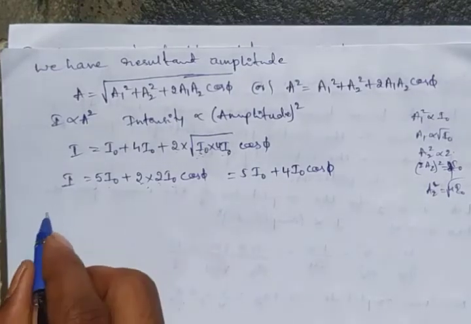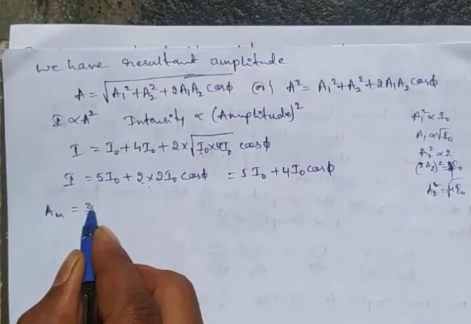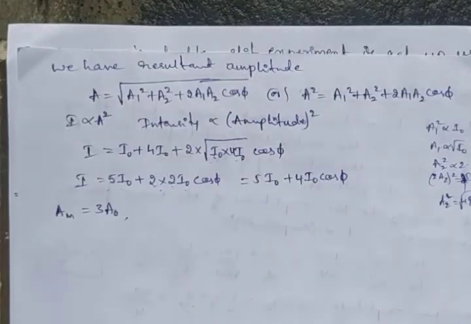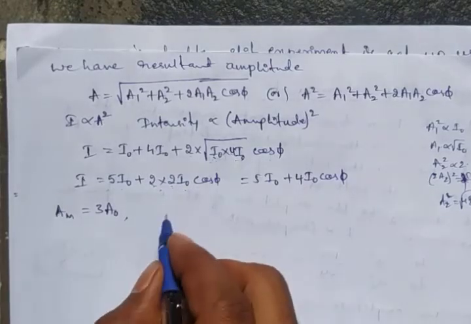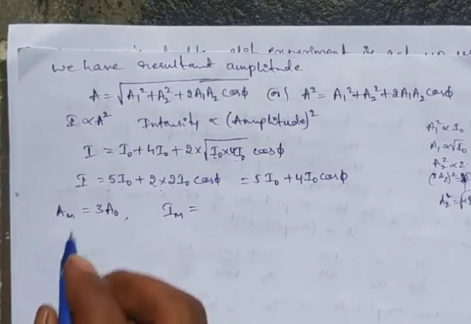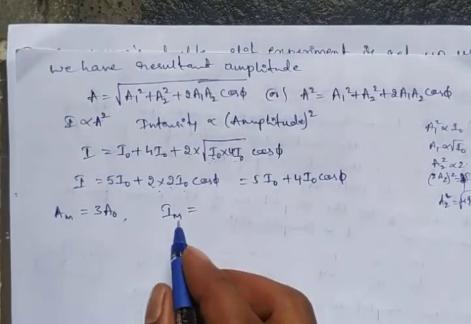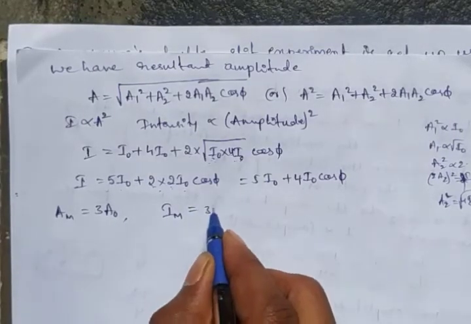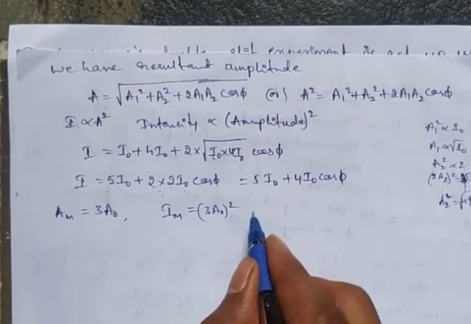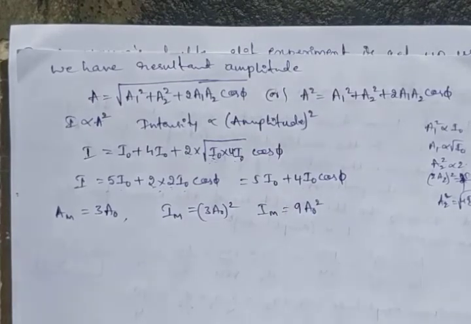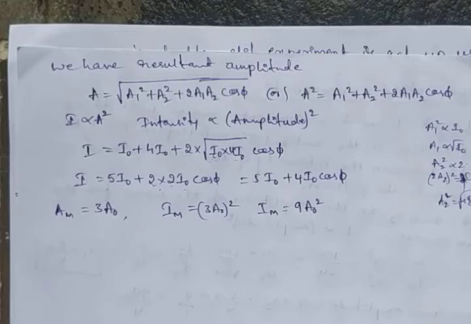Since the maximum amplitude is equal to 3 A naught, as we know, the maximum amplitude is equal to 3 A naught that we already wrote. Okay. So in this case we have I maximum, the maximum intensity. Now, I is directly proportional to what? A square. Then what is I maximum? It becomes (3 A naught) whole square. Therefore I maximum we can write as 9 A naught square.